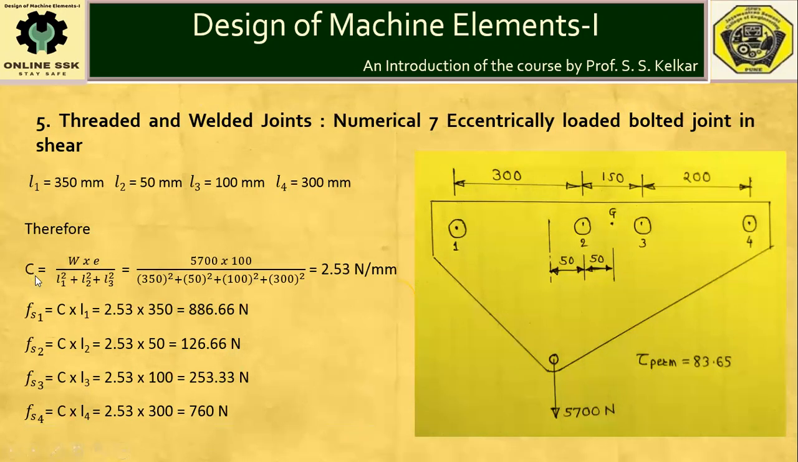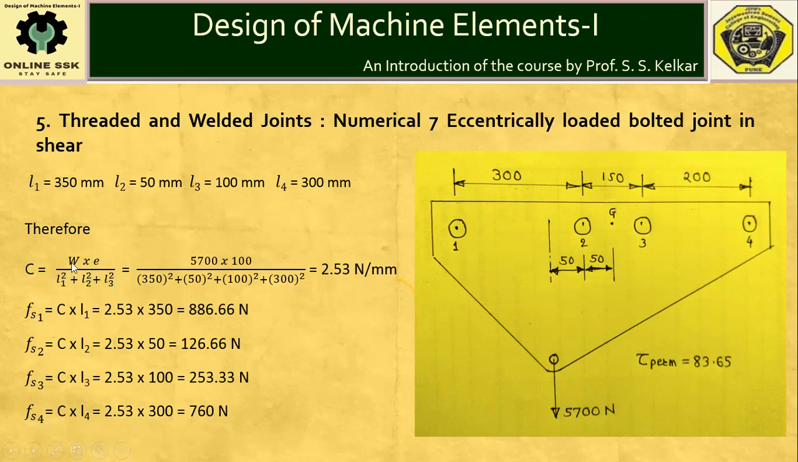Now the constant C will be calculated, which is given by W into E divided by L1 square plus L2 square plus L3 square plus L4 square. By mistake, I have not mentioned L4 square. It should be L3 square plus L4 square here. Now values of L1, L2, L3, L4 are known to us. So we can use values of L1, L2, L3, L4 in the denominator.